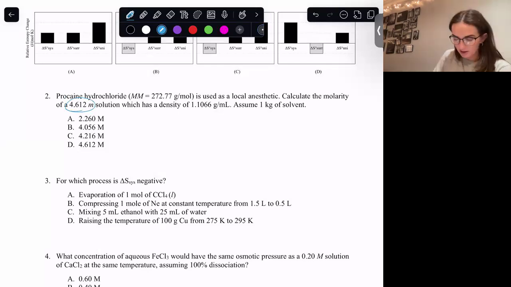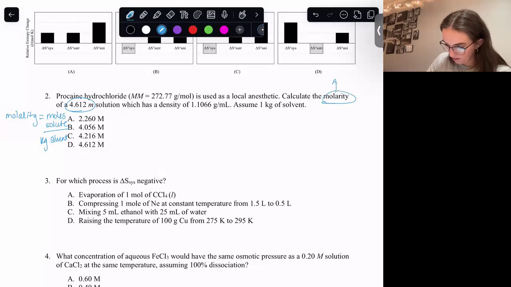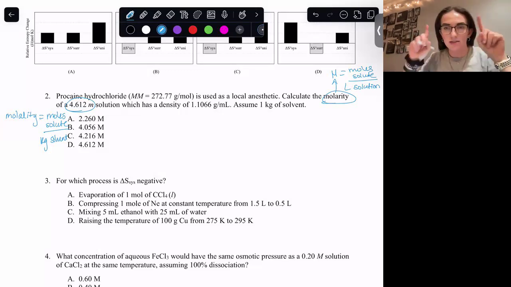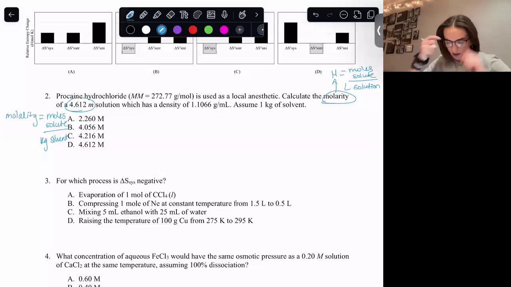So for molality, we know that molality is moles solute over kilograms solvent. And then we know that molarity is moles solute over liters solution. So we could find the moles of solute because that's the same between molality and molarity. And we can assume 1 kilogram of solvent.